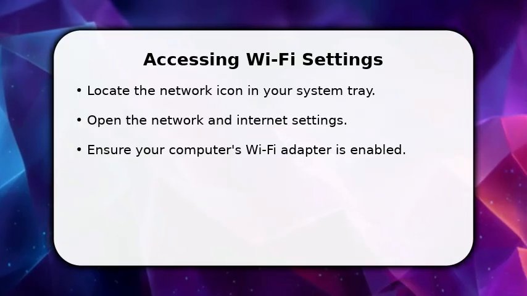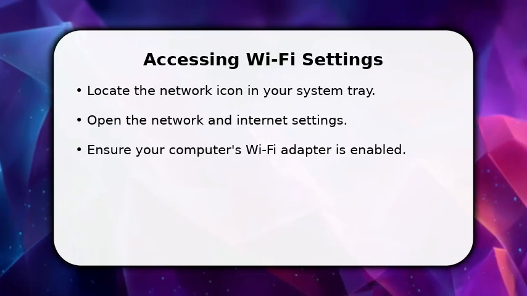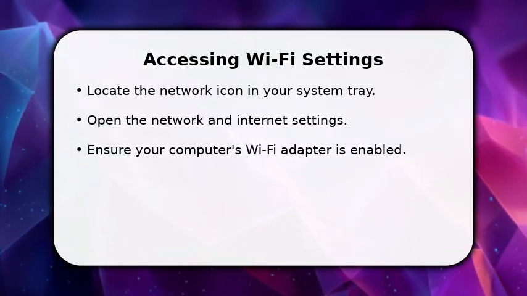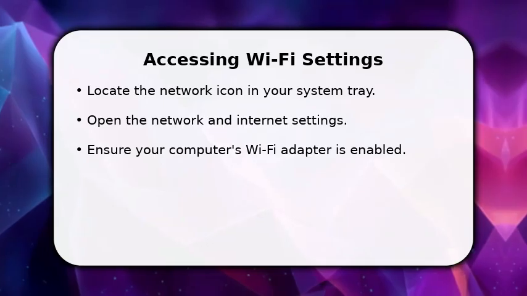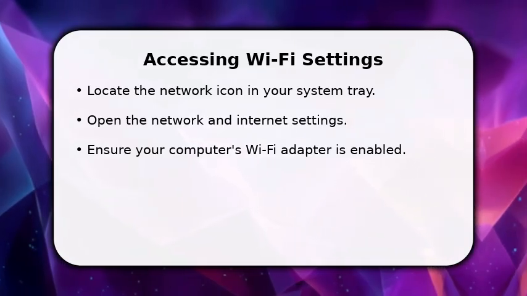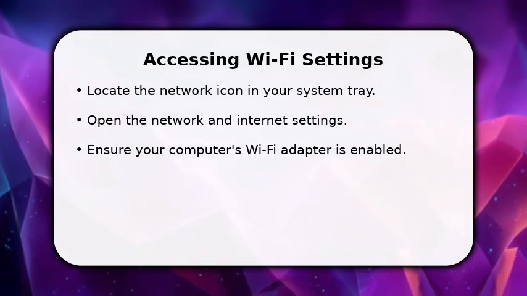In this video, I will explain how to connect Wi-Fi in your computer. First, locate the network icon, usually found in the bottom right corner of your screen, near the clock. Click on it to open the Quick Settings panel.